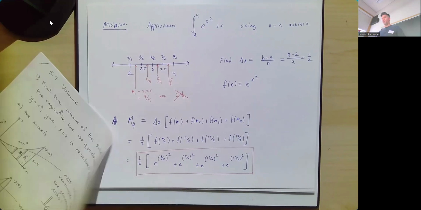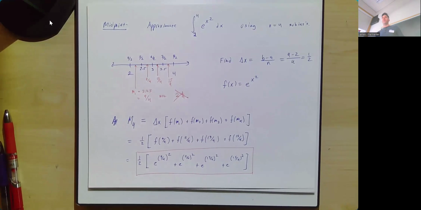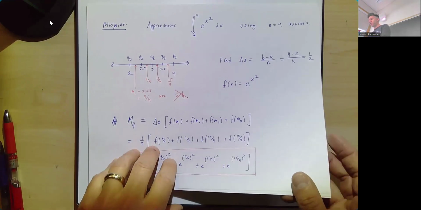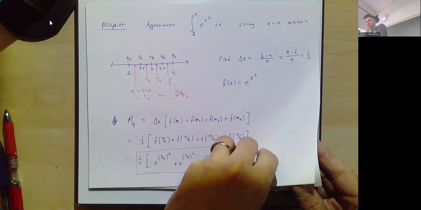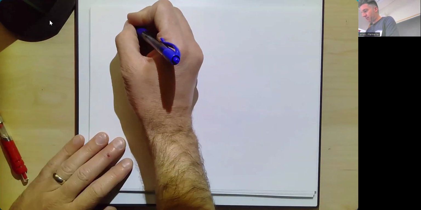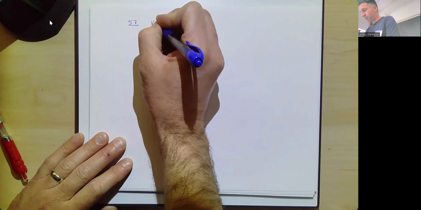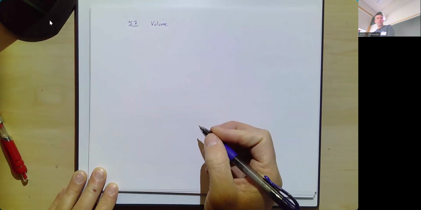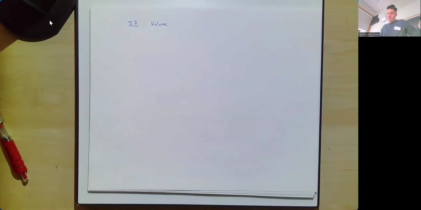Cool. All right. Any questions about the midpoint rule before we move on to talking about volume? Okay, let's talk about volume. I should say volumes of revolution. Section 5.7. Volume. All right, and we'll just use some examples because examples are the easiest way to see this.